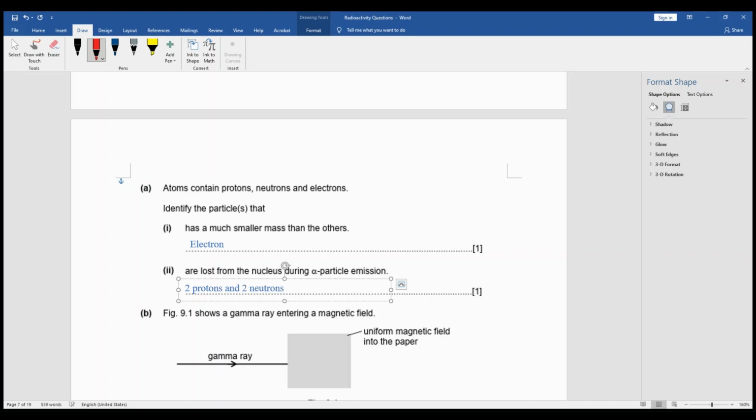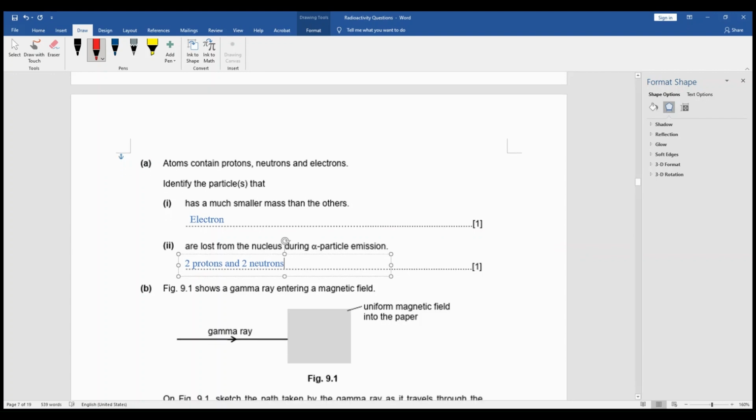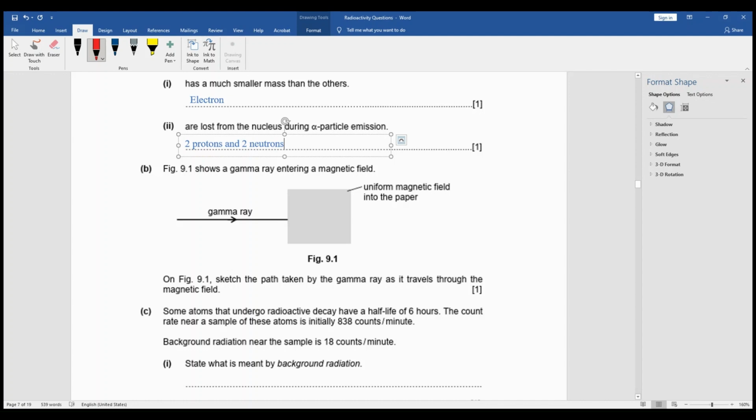Give them the number as well. Doesn't take much effort. Okay, and it enters a magnetic field. So what is it going to be? This is gamma. So is it affected by a magnetic field? It's not affected by a magnetic field. So it should go straight.